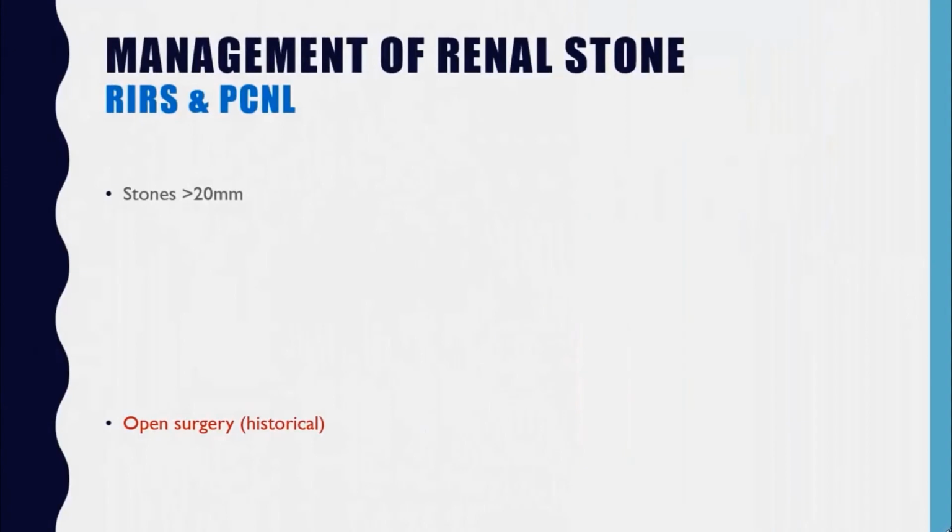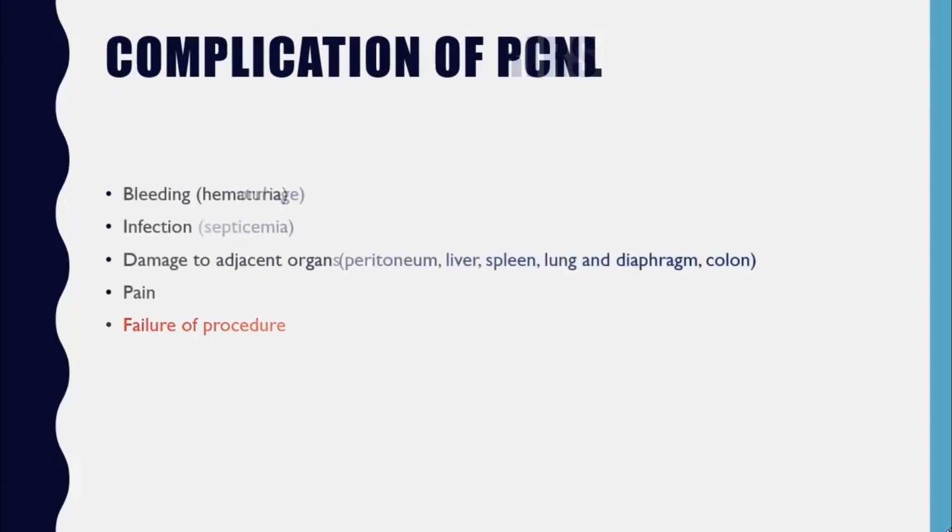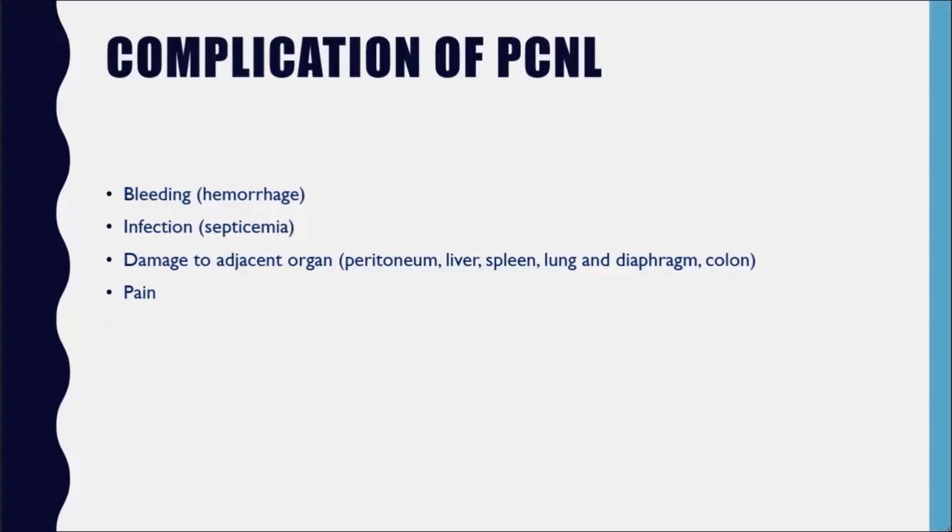Regarding RIRS and PCNL, as we said, they are used for stones greater than 20 mm. Complications of RIRS are bleeding, infection, damage to the adjacent organ, pain, and also failure of the procedure. And complications of PCNL are the same general complications, which are bleeding, infection, damage to the adjacent organ, and pain.